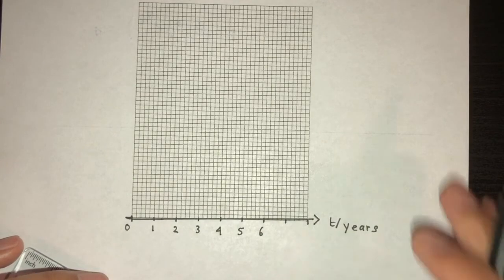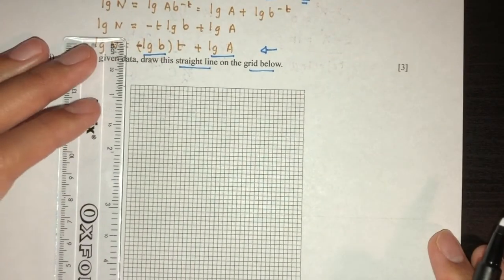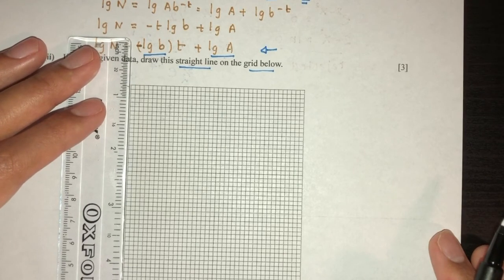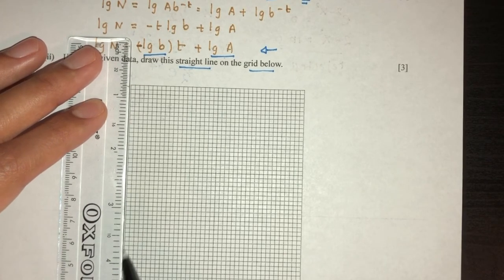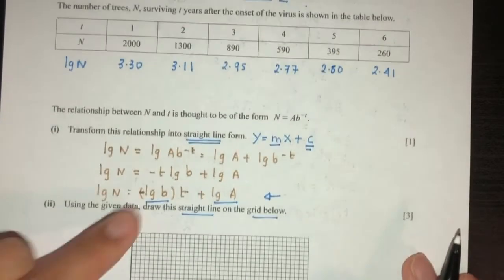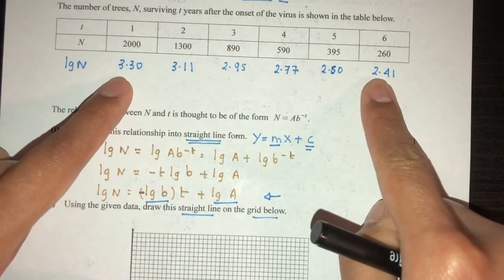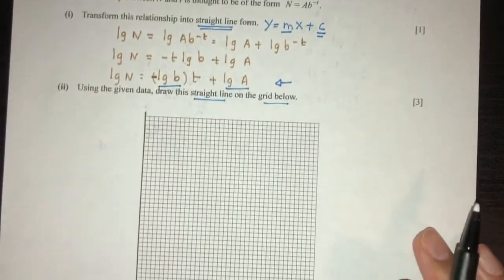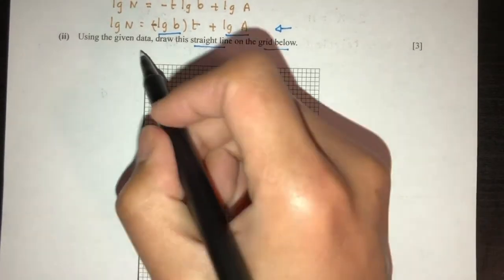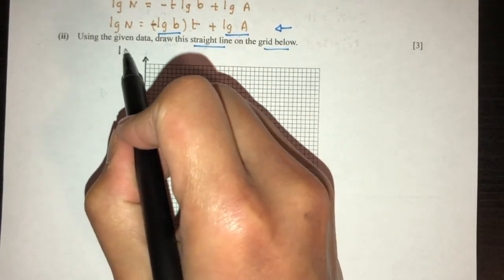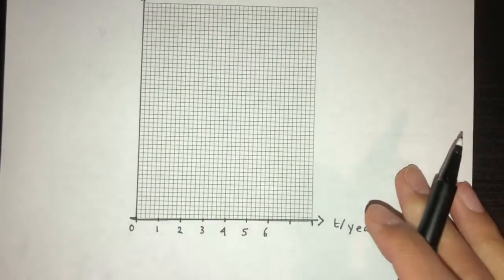6 years for your x-axis, and for your y-axis it will be log of n, and we have values between 2.41 and 3.0. So we have to see what can be done, but first let's label this as log of n, and then let's mark our scale.